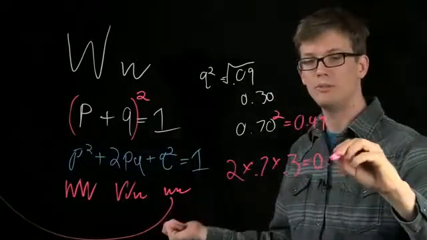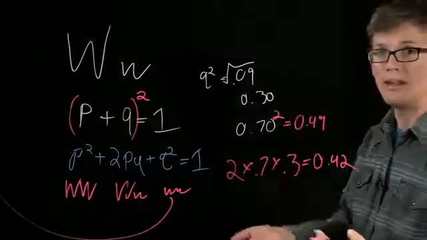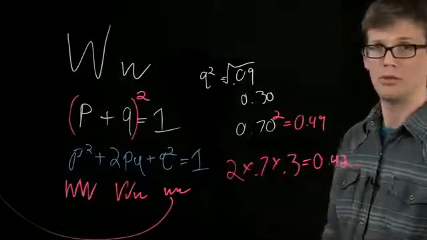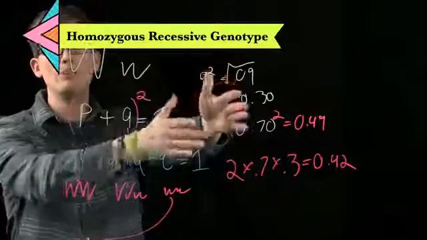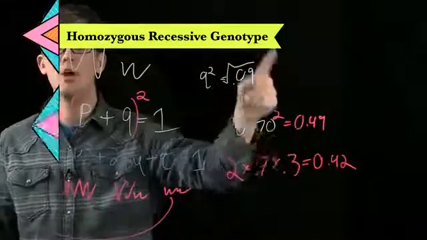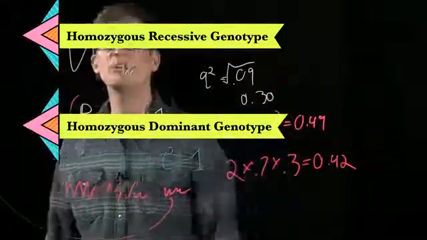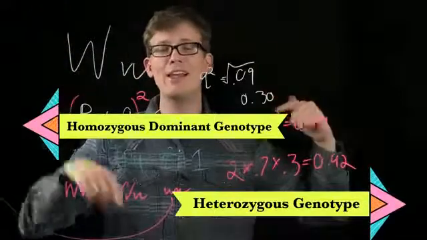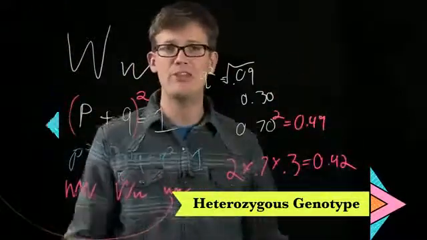and that equals 0.42, which is math that I did beforehand. No, I didn't just know that. So 9% of the population homozygous recessive, 49% homozygous dominant, and 42% heterozygous, displaying wet earwax, but with that little w in there as well.